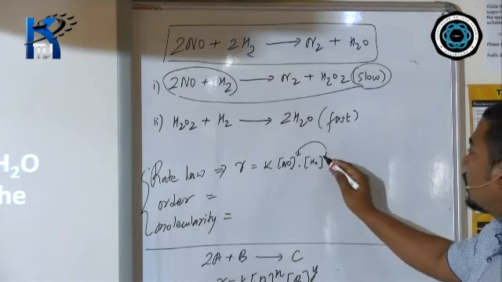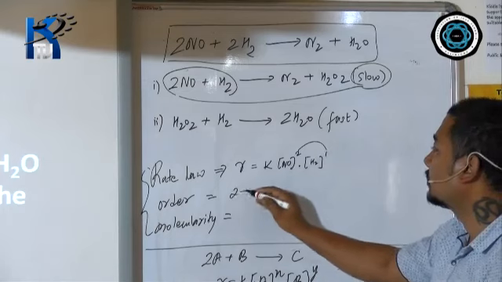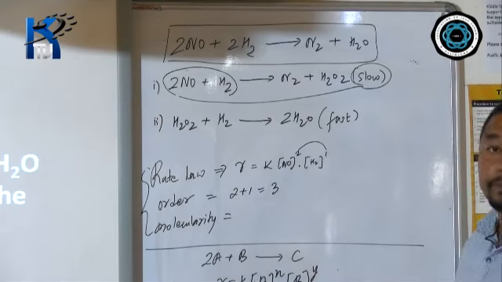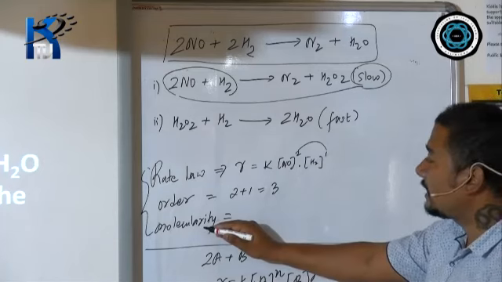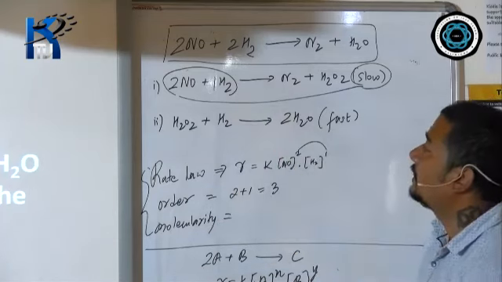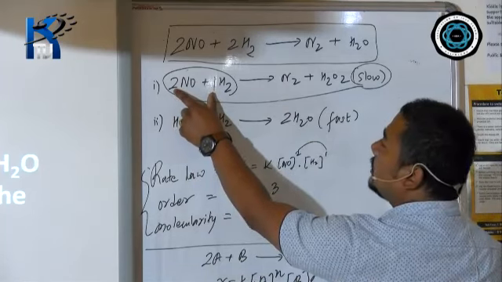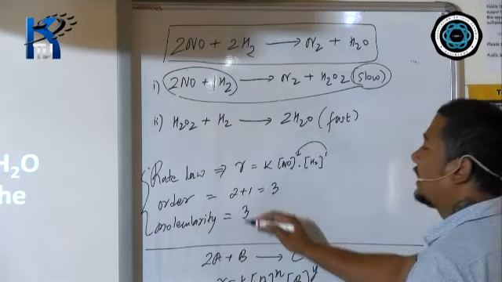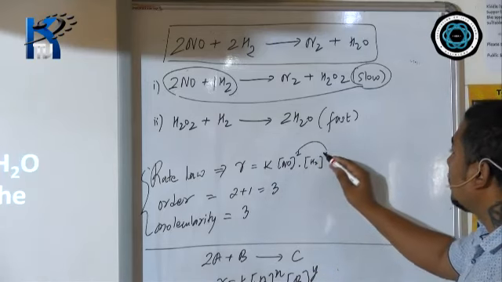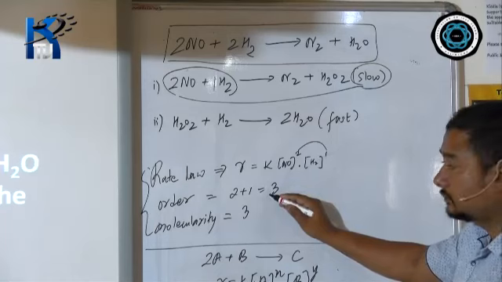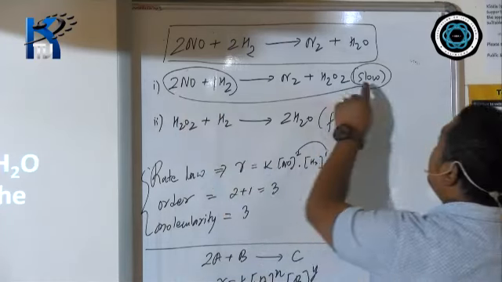Now, to find the order, you need to add the powers. So when you add the powers of the rate law, you get the order. So the order is 2 plus 1, which gives you 3. Now you need to determine molecularity. And molecularity is determined by the coefficients of the slow step. And if you see here, the coefficient is 2. And here it is 1. So when you add these 2, it becomes 3. So the molecularity will be 3. But don't get confused, students. I got the order by adding the powers of the rate law. But I got the molecularity by adding the coefficients of the reactants of the slow step.